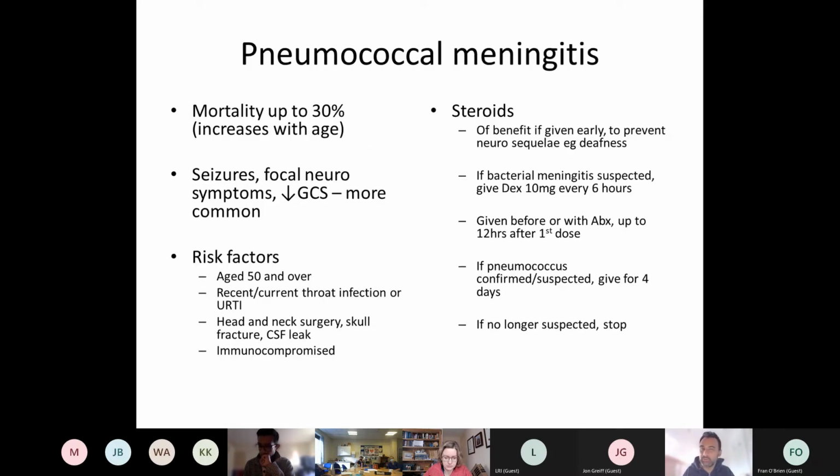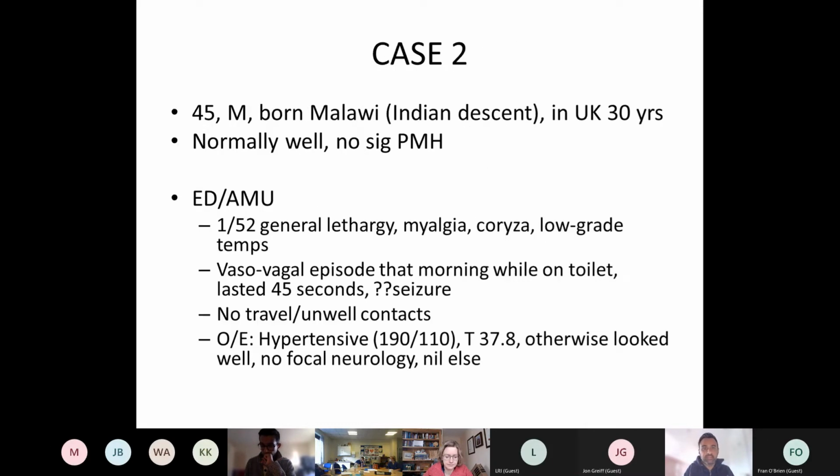Okay, are there any questions about pneumococcal disease, this case in particular, before I move on to the next case? No? Okay. Case 2. So this is a 45-year-old man born in Malawi, but he's of Indian descent.